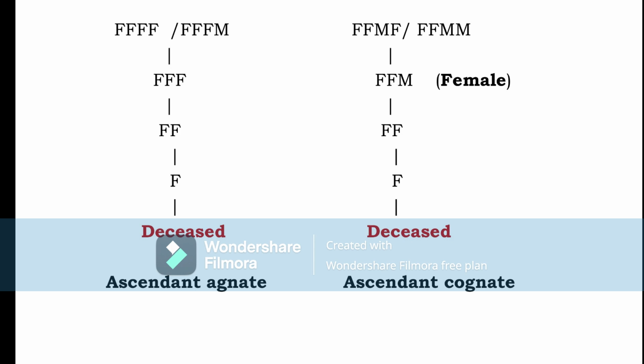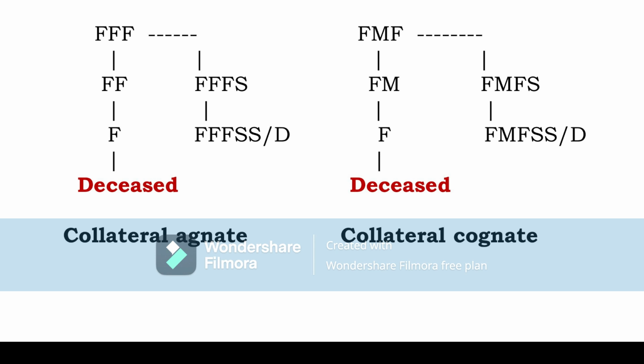Descendant means downwards. Ascendant means upwards. What about collateral? This collateral includes both the upward and downward. So the deceased has a father, father's father, father's father, father's father's son. All these four are male. And father's father's son's son or father's father's son's daughter are collateral agnates to the deceased. So upward and downward. Similarly, collateral cognate. Father, father's mother, a female intervenes. Father's mother's father, father's mother's father's son, and father's mother's father's son's son, or father's mother's father's son's daughter. So this is the collateral. So agnates and cognates may be descendants downwards, or ascendants upwards, or collateral which includes both upwards and downwards.